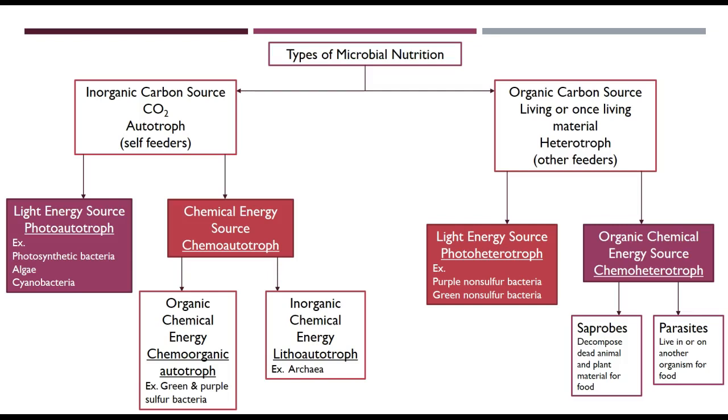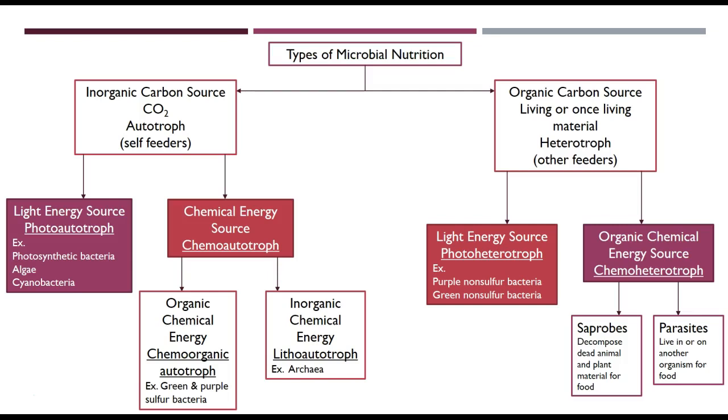And then we also have chemoheterotrophs that use organic chemicals for their energy source. These are organisms that use ATP or similar molecules for their energy. When we're talking about microbes, then we can break down the chemoheterotrophs into some smaller groups depending on how they get these nutrients and energy. So we have the saprobes.